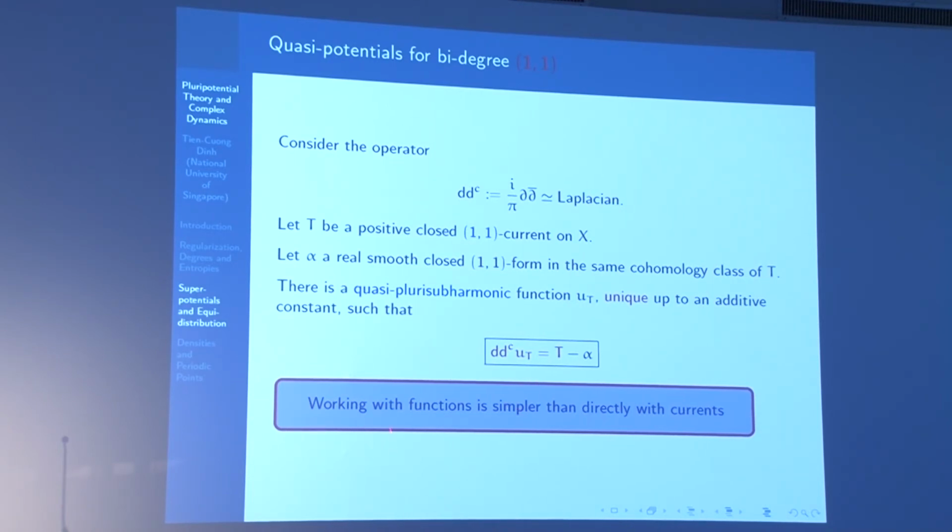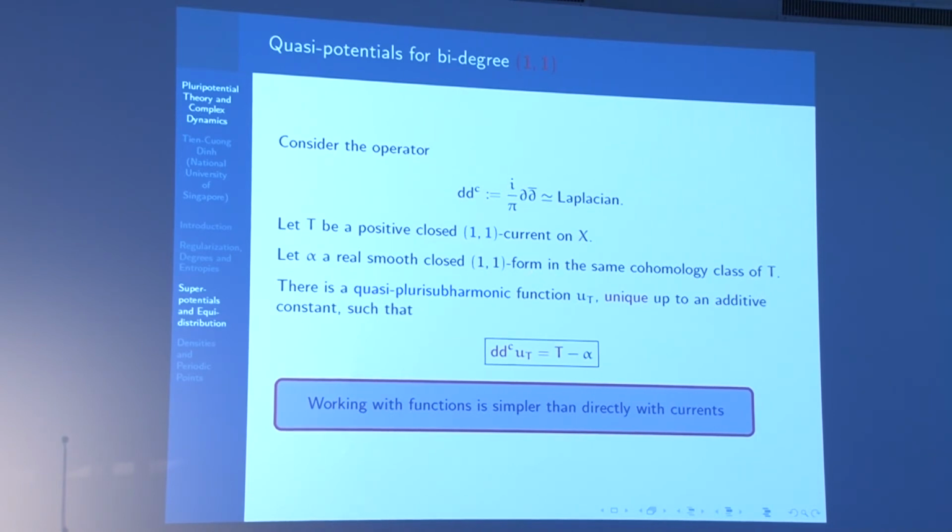So the main point here is that working with functions is simpler than working directly with currents. This is the reason that the case of bidegree 1-1 is much easier than the general case. Roughly, we have the following things. We consider the operator ddc, which is roughly the Laplacian operator. If T is a positive closed current of bidegree 1-1, then we can write locally T equal to ddcu, so it's a Laplacian of some function.